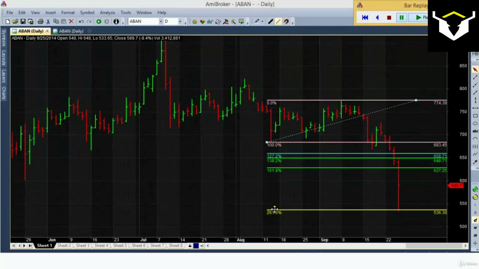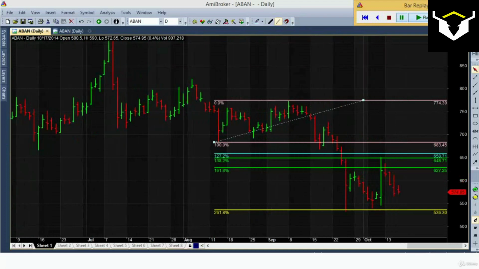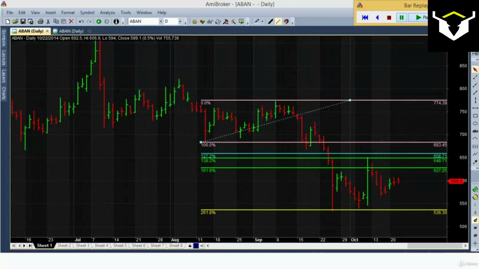Prices have found support at 261, intraday support. You can see it opened around 650, fell down till 536, but it pulled back as well and has recovered more than 50% of the daily range to close at 590. Let's go ahead and add some bars. You can see it found support twice at 261%.